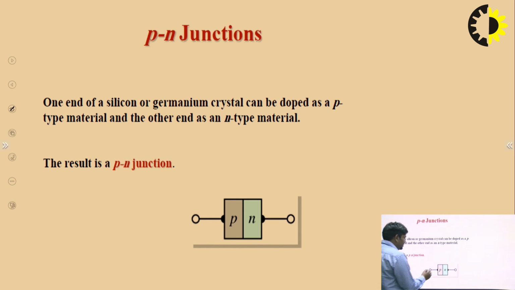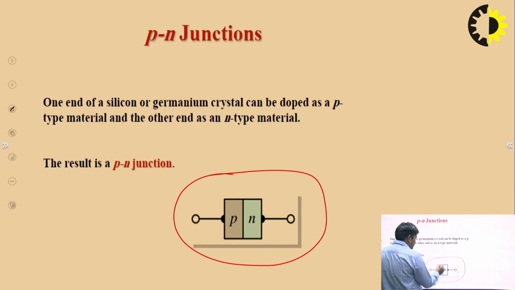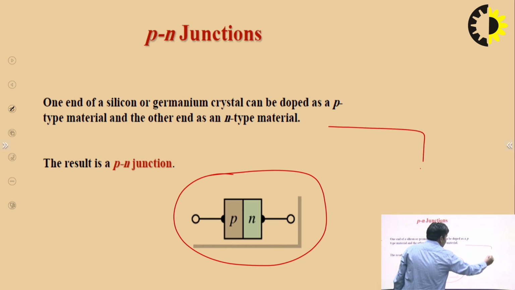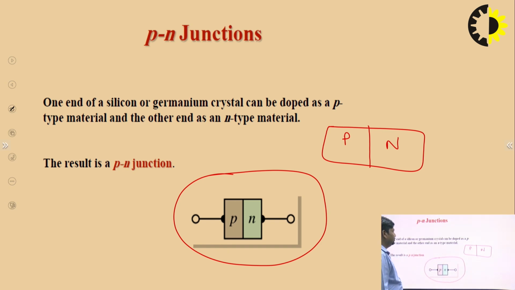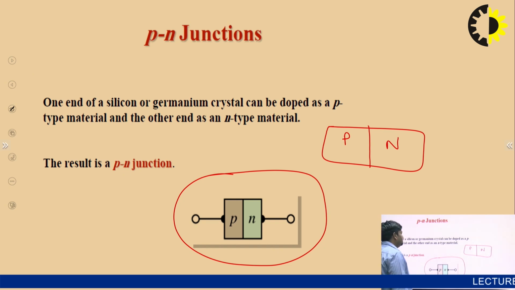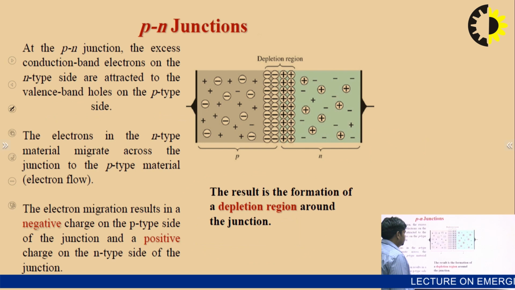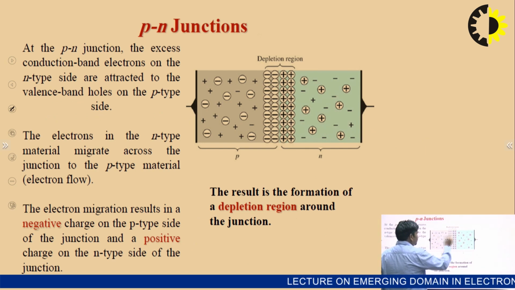So, this is the configuration of a PN junction diode. If we take a silicon or germanium bar and implant p type material in one area, and implant n type material in the other area, we discover a new device. We call this new device a PN junction diode. This is the internal structure of the PN junction diode.